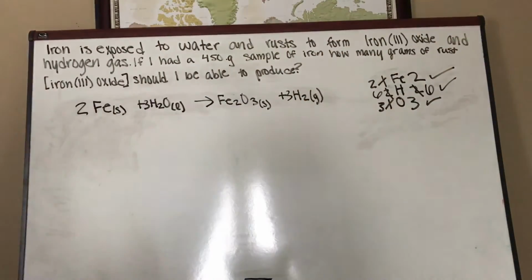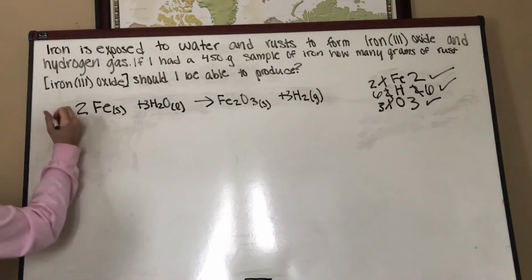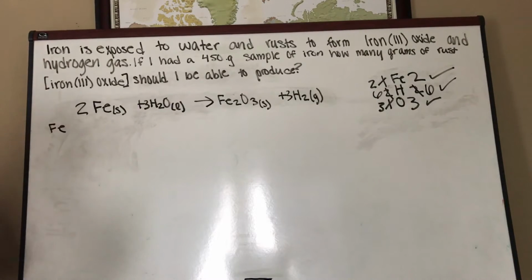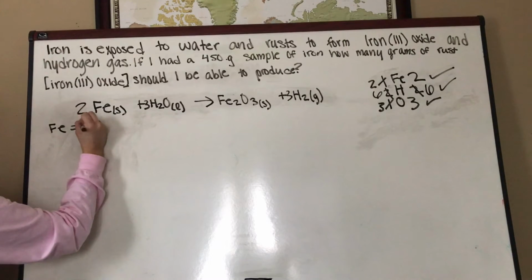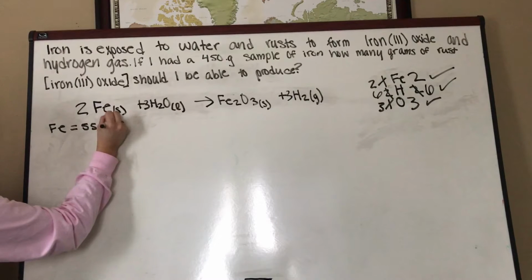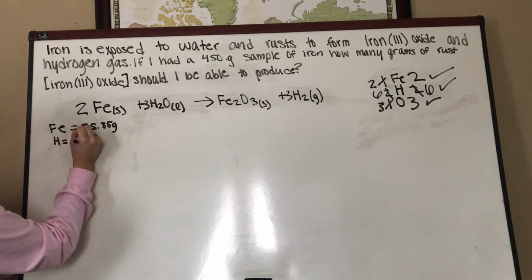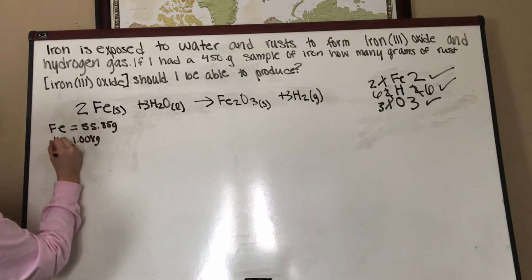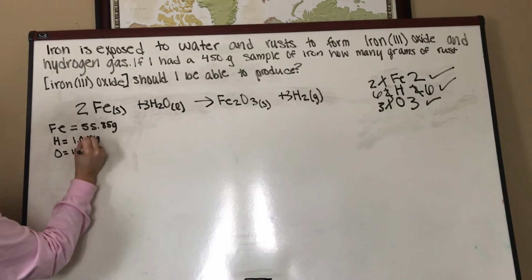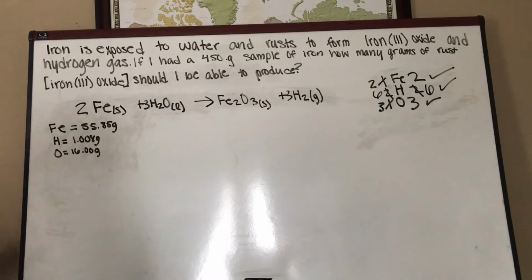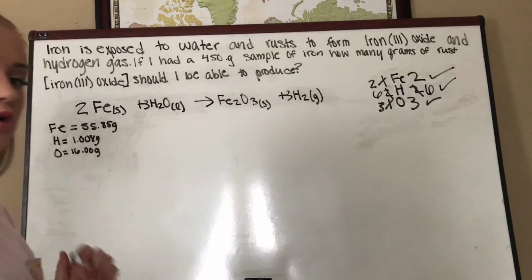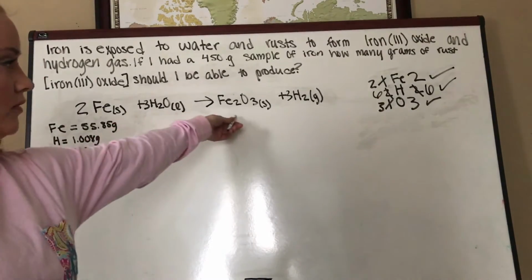Next, what we want to do is find all of our molar masses. To start, I'm going to find the molar mass of each individual element, which can be found in the periodic table. Iron is 55.85 grams. Hydrogen is 1.008 grams, and oxygen is 16.00 grams. It is important to have both zeros for when you're using significant figures later on, so make sure you include both zeros.